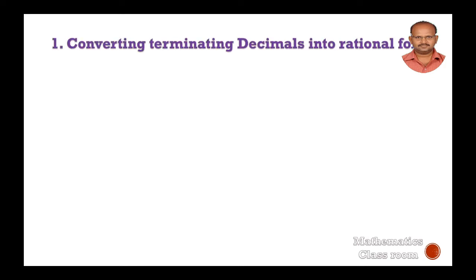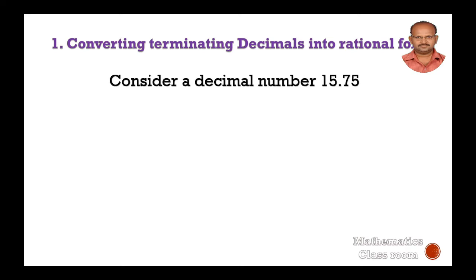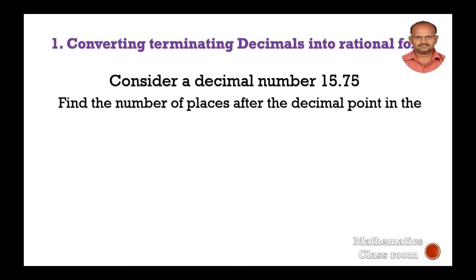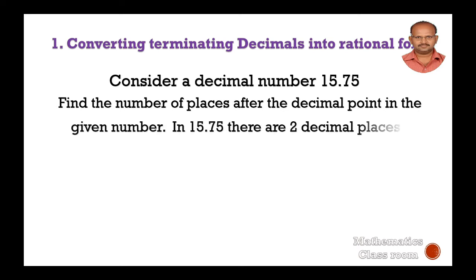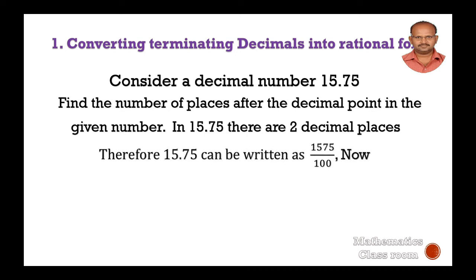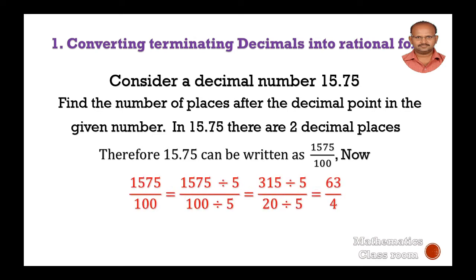Converting terminating decimals into rational form. Consider the decimal number 15.75. Find the number of places after the decimal point in the given number. In 15.75 there are two decimal places. Therefore 15.75 can be written as 1575 by 100.